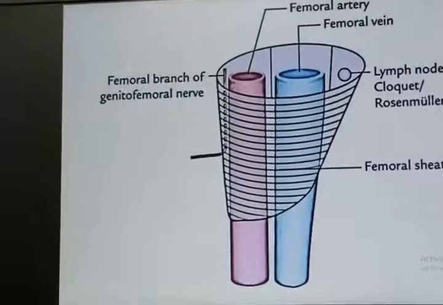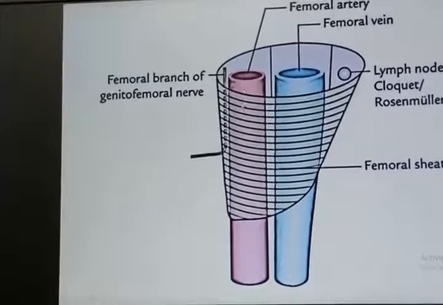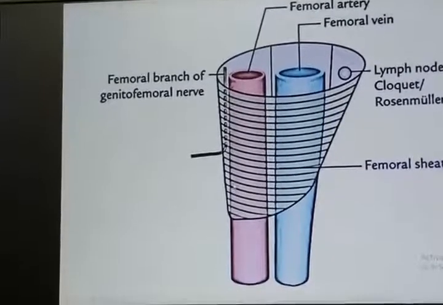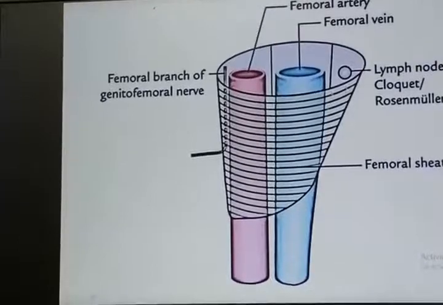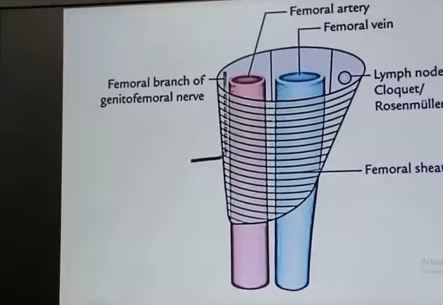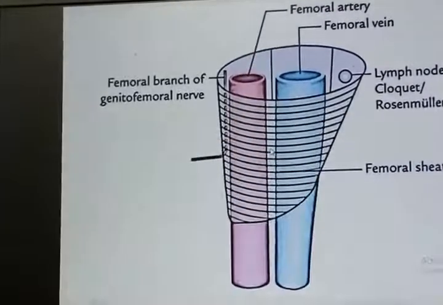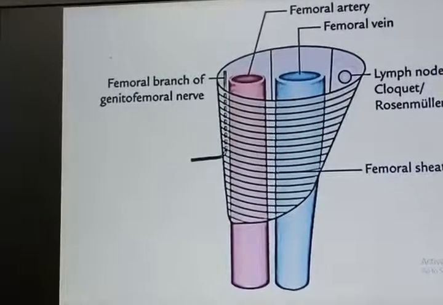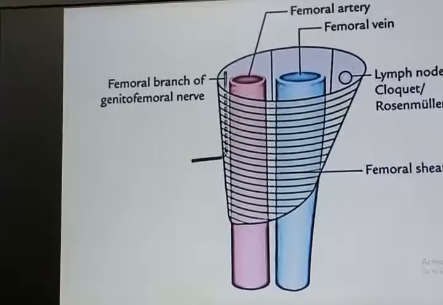So here you are getting this particular area. So here this sheath is vertical, and this is the medial border, and this is the anterior wall and the posterior wall, that is the imaginary wall. So here you are getting the components of this particular region.